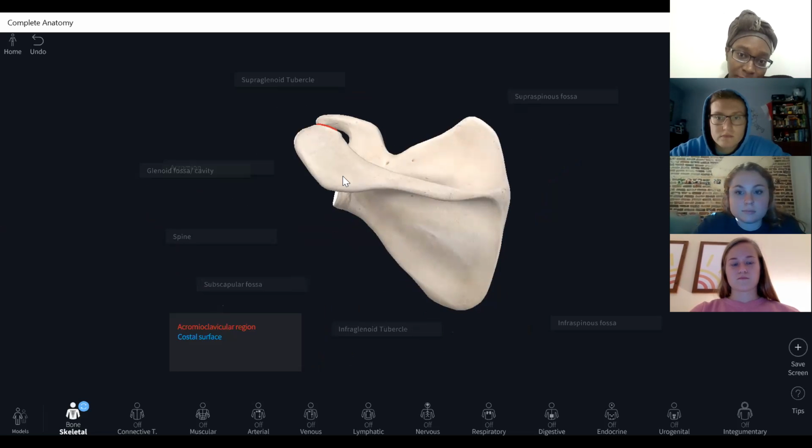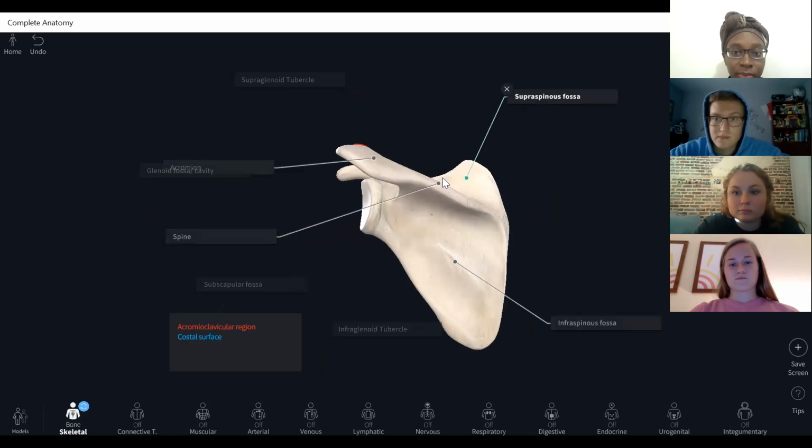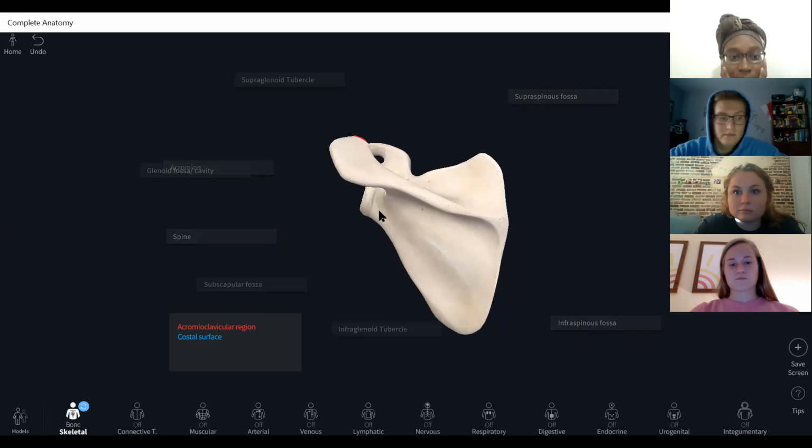So right here, does anyone know what this bone part is? What do we call this? Is that the spine? The spine, exactly. This is the spine. The spine actually divides two fossa on the posterior side of our scapula. One of them is the supraspinous fossa. If I click this, you can see it labels the supraspinous fossa. The other one is, like you said, the infraspinous fossa. These two are named as pairs, supra meaning above, infra meaning below, and they're divided by this spine. One way to remember that the spine is on the posterior side is that our spine on our back is also on our posterior, right? That helps me remember that it's on the back side.